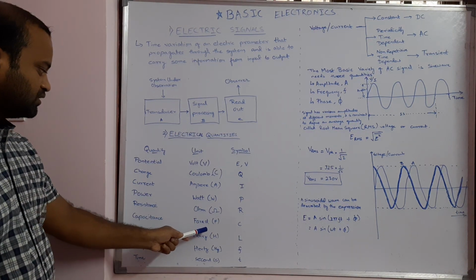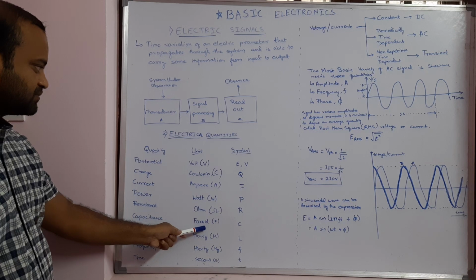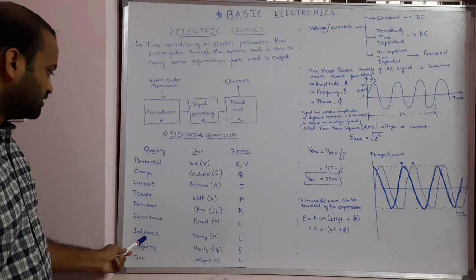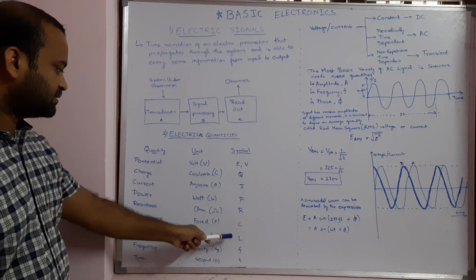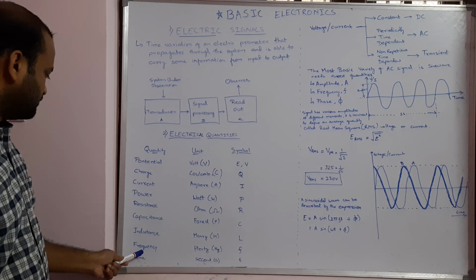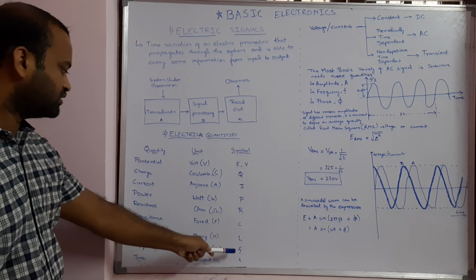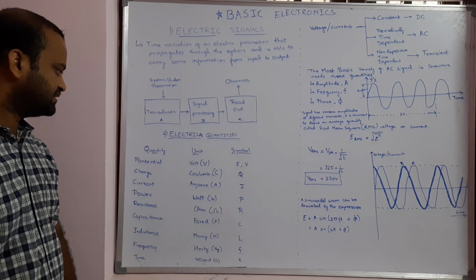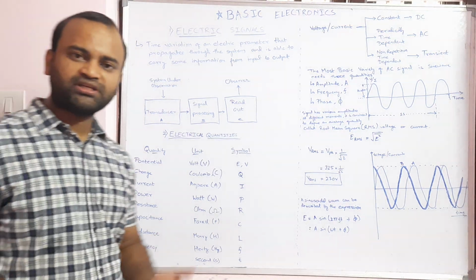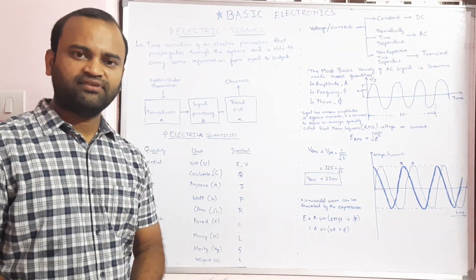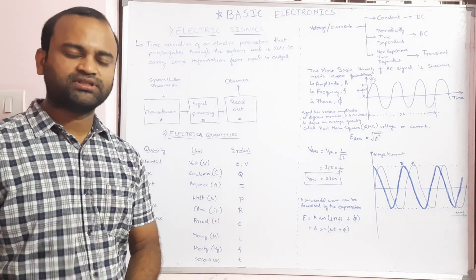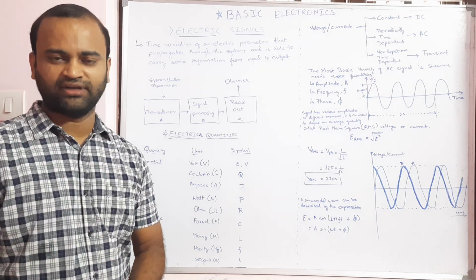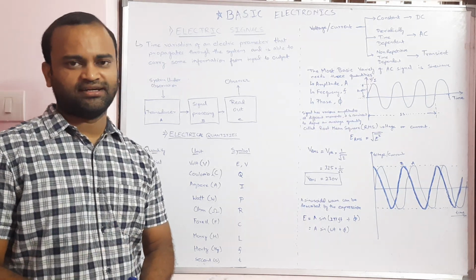Capacitance, whose unit is farad, and symbol is C. Inductance is another electrical quantity whose unit is Henry and symbol is L. Frequency, unit is hertz, symbol is F. Time, unit is second, symbol is T. We will be discussing each and every quantity in detail, but first let us discuss the two most important and generic basic electrical quantities of electronics, that is voltage and current.